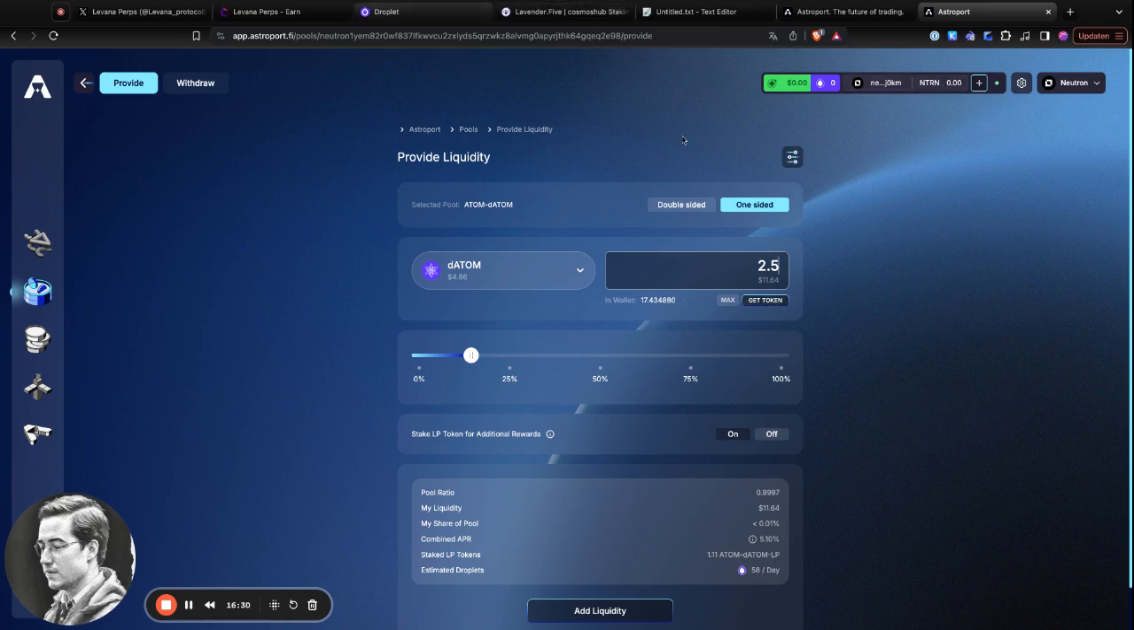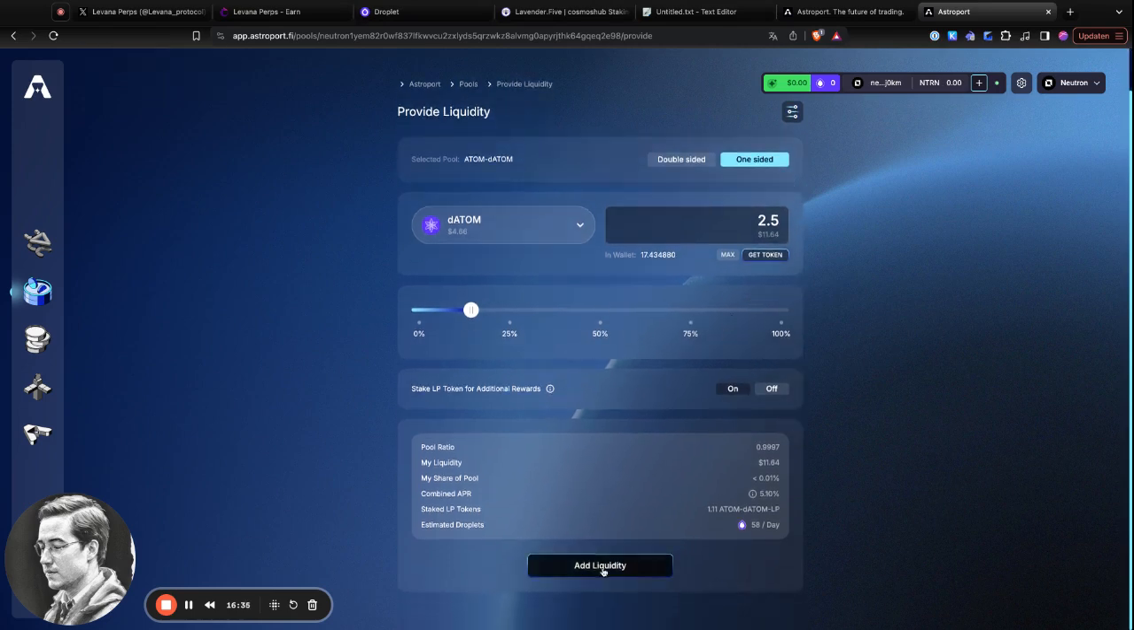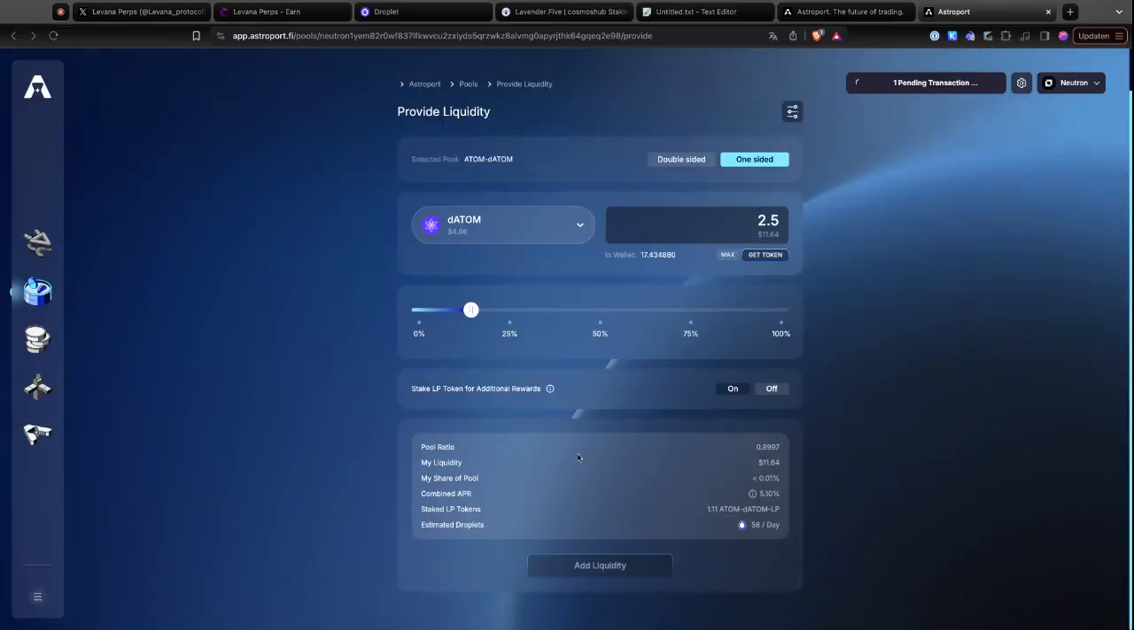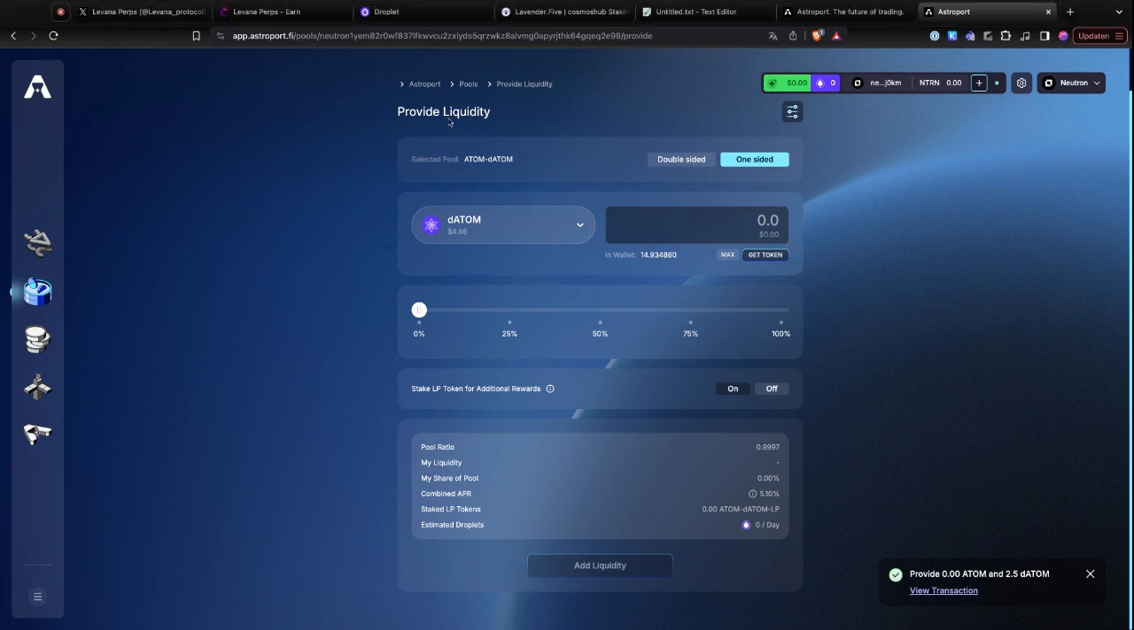If you do want to get it separate, you just go to ibc.fun again. So I'm going to put in 2.5 dATOM here as well. I'm going to add the liquidity. I'm going to expect 5.10% reward and then 58 droplets a day, which is nice. So confirm, provide some liquidity. You can also pay gas fees with ATOM on Neutron, so that's what I'm going to do. This is our relayer account, so we still have these ATOM. See, this worked as well. It's now 2.5 dATOM provided.